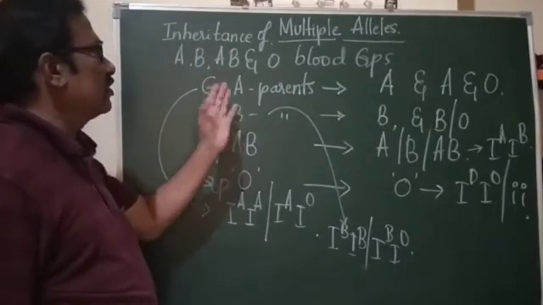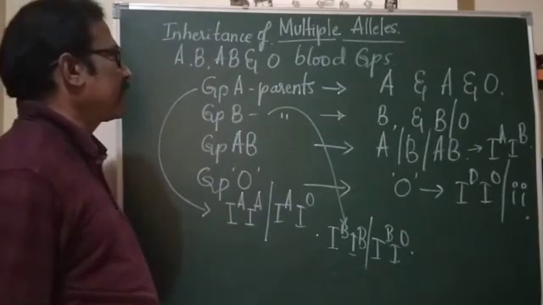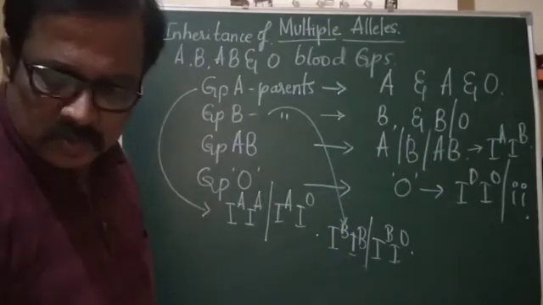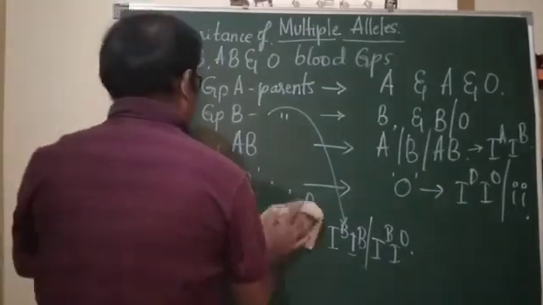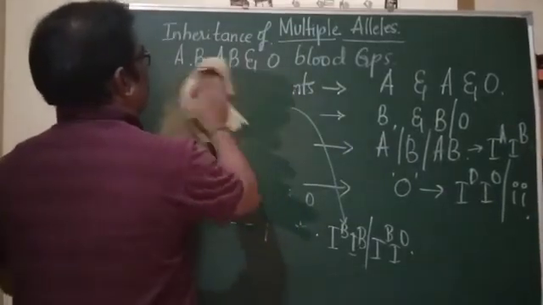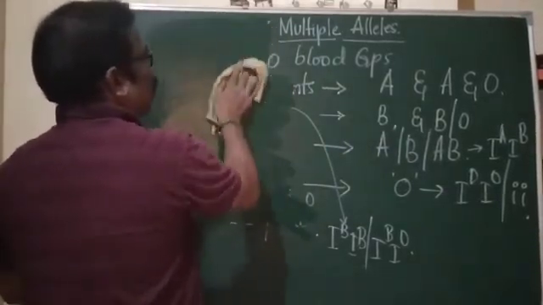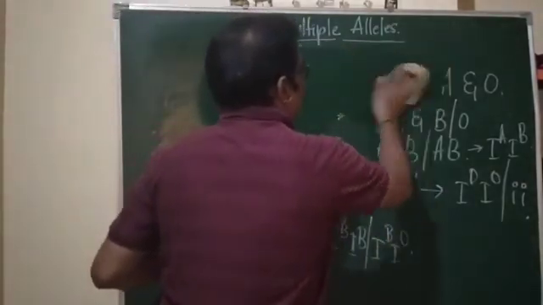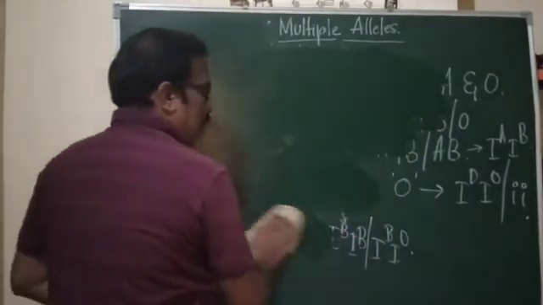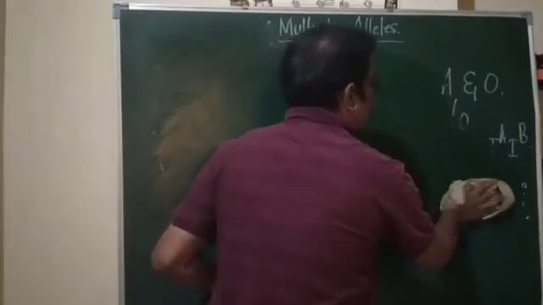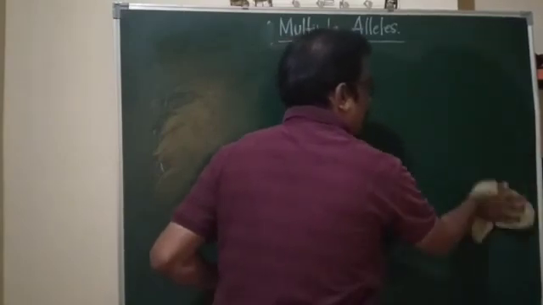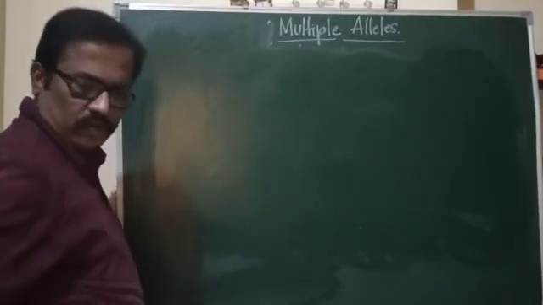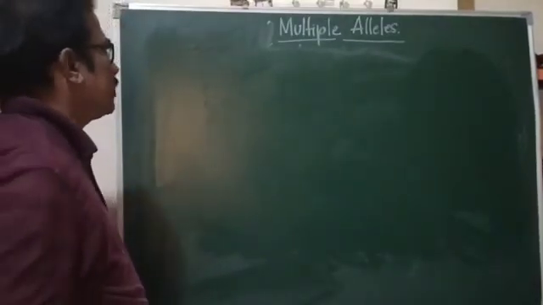By knowing the offsprings of the parents A, B, AB and O, and also by taking the blood group of parents, we can predict the possible blood group of their children. I will show you one by one here.